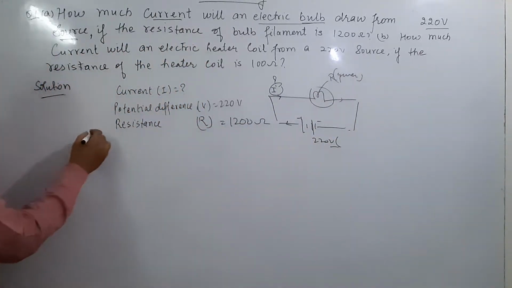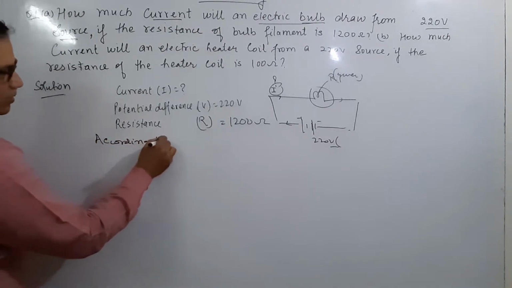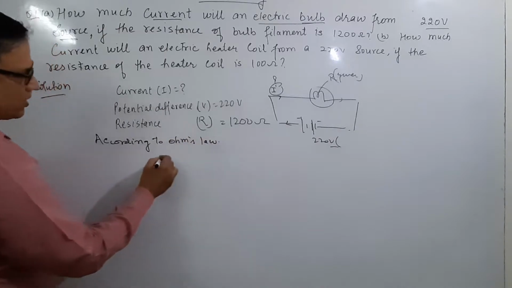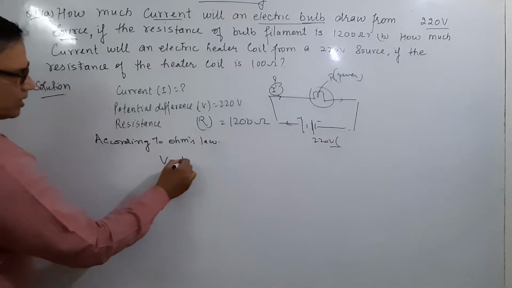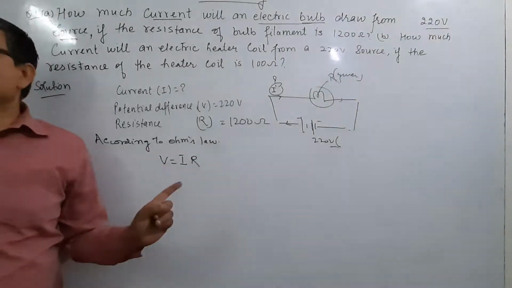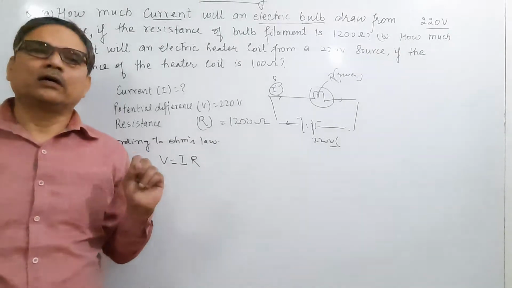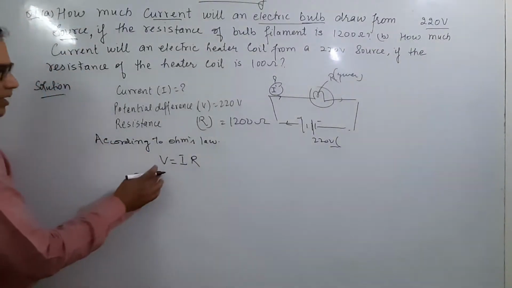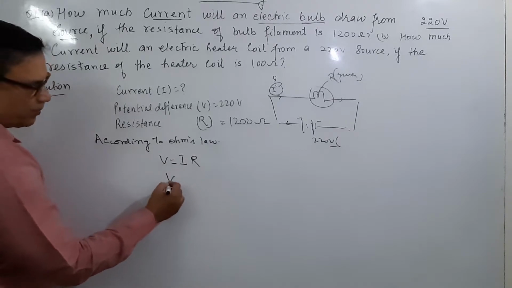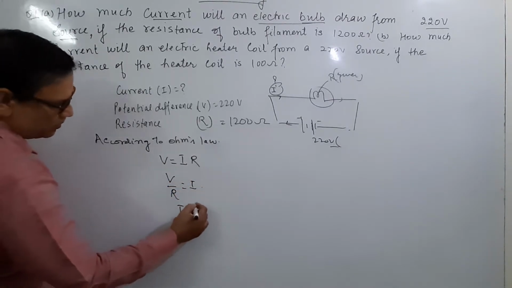According to Ohm's law, V is equal to IR, where V is the potential difference, I is the electric current, and R is the resistance. From here, what do we have to find out? We have to find out I. So that means V upon R is equal to I. So I is equal to V upon R.